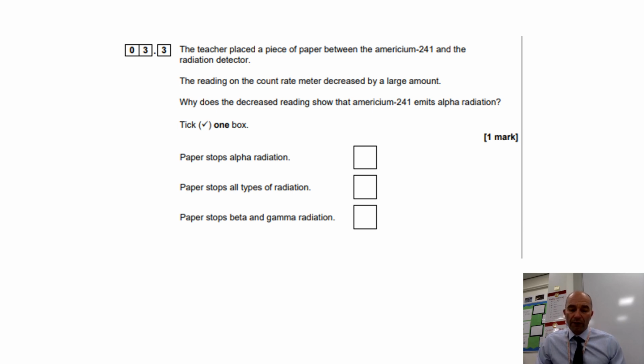3.3. The teacher placed a piece of paper between the radioactive sample and the radiation detector. The reading on the count rate meter decreased by a large amount. What does that tell us about the alpha radiation? Well, it tells us that paper is good for stopping alpha radiation. That's the only conclusion we can make from that bit of information.